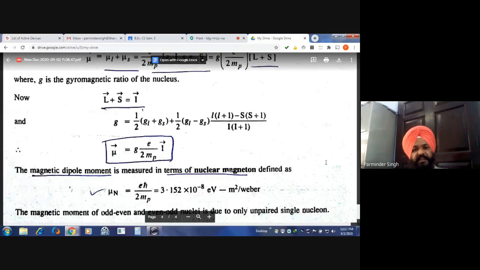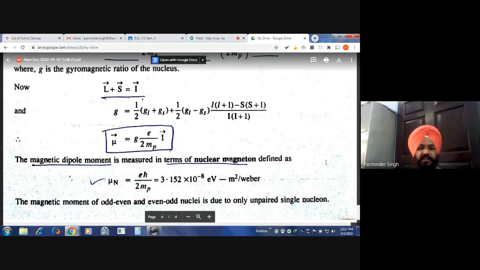So the resultant value, the total magnetic dipole moment μ vector, is always equal to G into E by 2mp into I vector. We can sum up L vector plus S vector as I vector here. So this is the final relation for the total magnetic dipole moment.